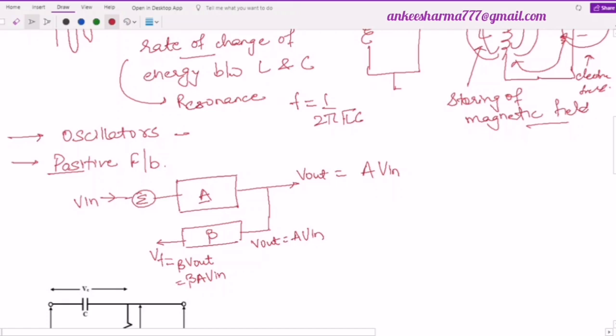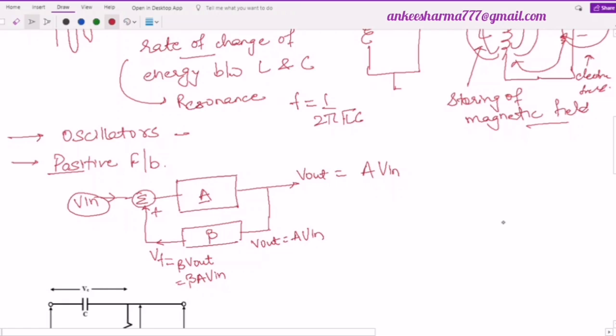Now this voltage will be added to it. I'm writing here plus. It means this will be added with the voltage V in. So definitely these two voltages will be added and then they will be amplified with the gain A and will be available at the output. And this process will be continued.